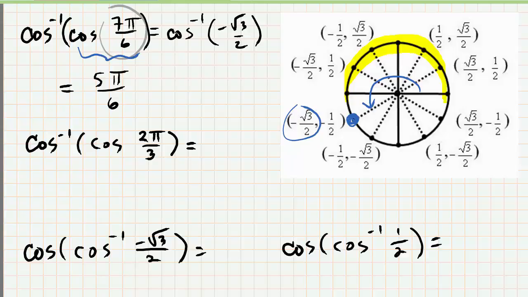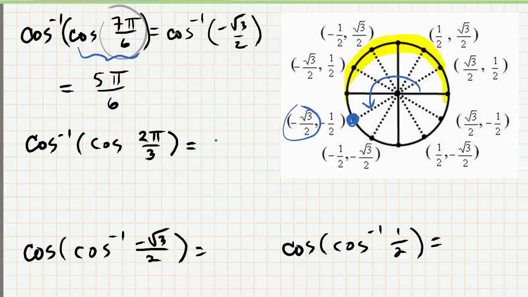Let's try another one. Inverse cosine, angle on top. And here, cosine of 2 pi over 3. What we notice is that this is an angle on top. 2 pi over 3 is an angle on the top half of the unit circle. It's right there. So our hunch is that in this particular case, we probably can just cancel those two functions out. Well, let's try. Let's start on the inside.